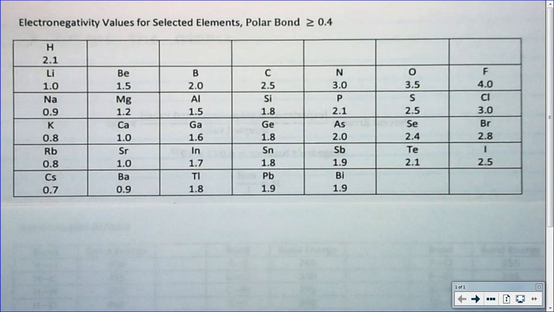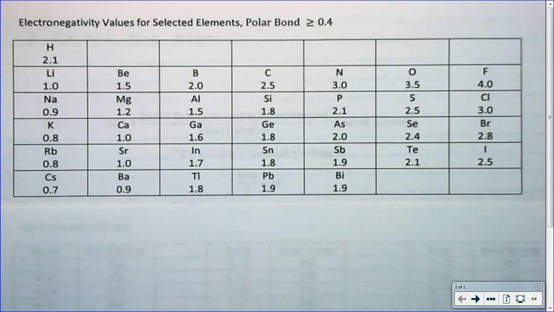In order to do this, we have to look at the electronegativity values of all the elements that are within our formula. On your screen now is an electronegativity value chart that I use in my class. The higher the number, the more electronegative an atom would be.